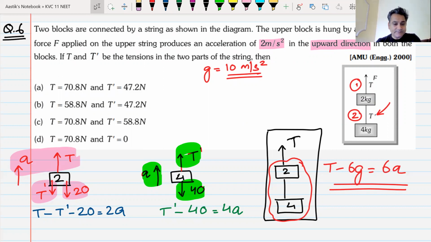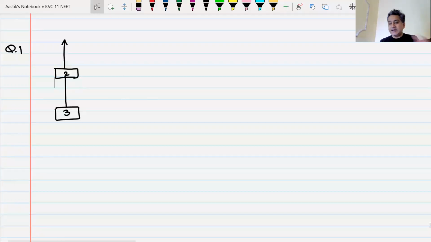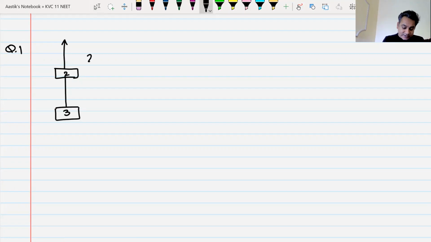So here it comes. I hope you are noting the question number 1 for today. Instead of writing the question, I will draw the diagram of the question. This is a 2 kg block. This is a 3 kg block. And this entire system is accelerated upwards, and the acceleration of this entire system is 2 meter per second square. I hope you can see this.